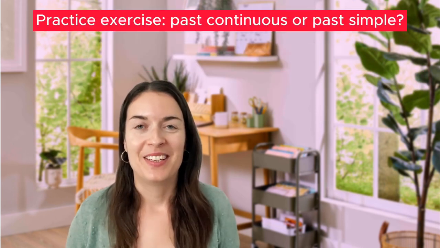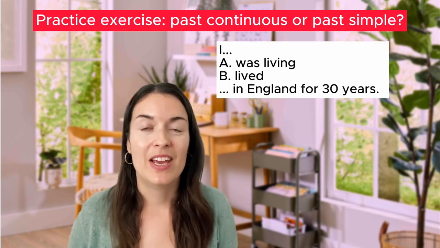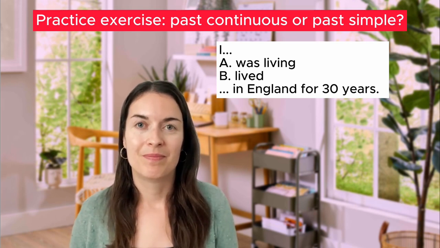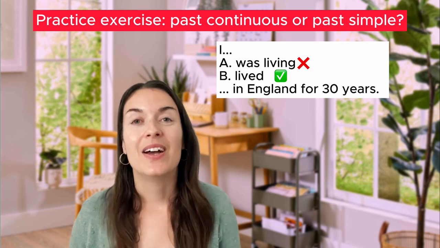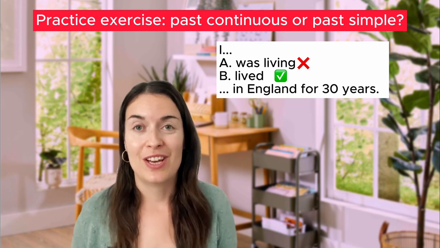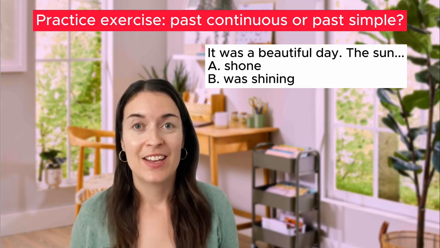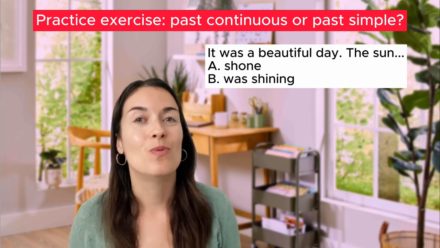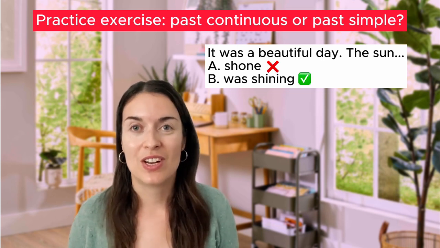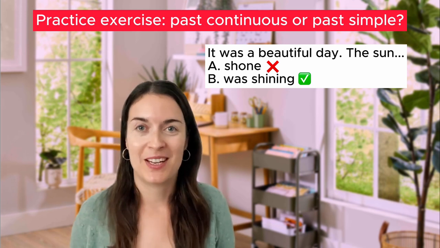Now you tell me, past continuous or past simple? I was living or lived in England for 30 years. I lived in England because it's a permanent situation that lasted for 30 years. It's not temporary. It was a beautiful day. The sun shone or was shining. The sun was shining. I'm describing the background to my story, so I need the past continuous.